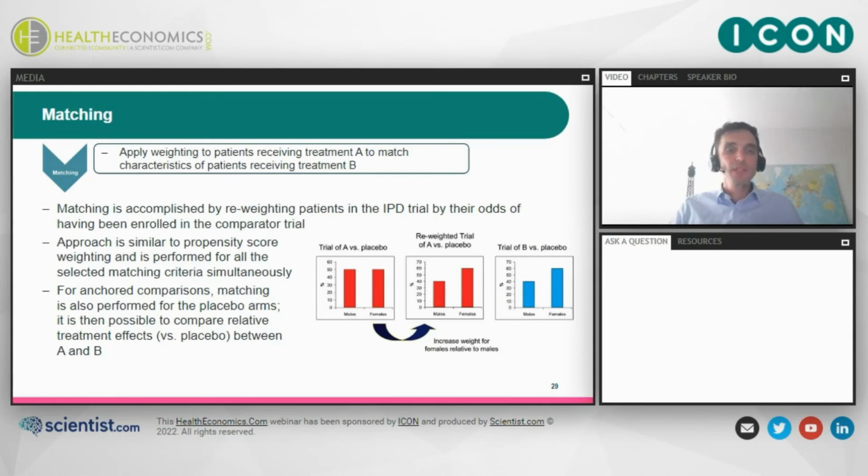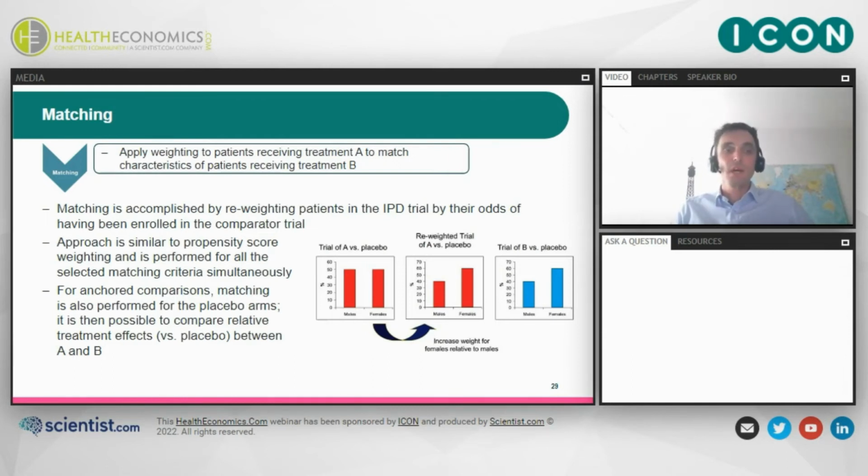The core of the MAIC is now the actual matching. As I already mentioned, this is accomplished by reweighting patients in your trial where you have patient level data by their odds of having been enrolled in the comparator trial. For those of you who are familiar with covariate adjustments in different types of non-randomized studies, this approach is similar to propensity score weighting, and it is performed for all the selected matching criteria simultaneously.